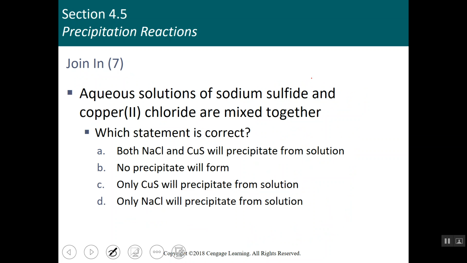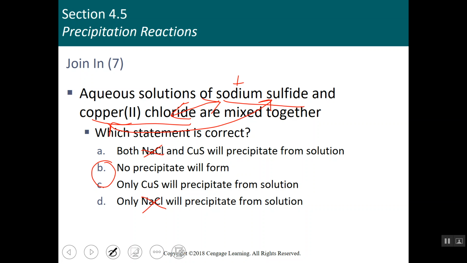Aqueous solutions of sodium sulfide and copper 2 chloride are mixed together. Which statement is correct? On this one, let's say this is one compound, this is the other compound. The sodium's going to go with the chloride because sodium's positive and chloride's negative. And then the copper is going to go with the sulfide. So let's look at the statements. Both sodium chloride and copper sulfide will precipitate. Well, we know this one will not because that's a chloride salt that's not silver, mercury, or lead. No precipitate will form, or only copper sulfide. So we're down to these two answer choices.